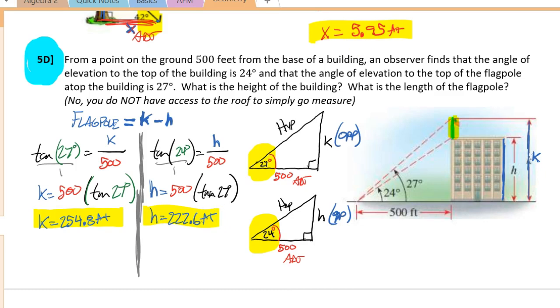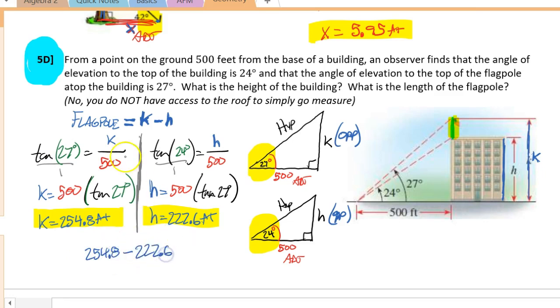Now, I wasn't asking for the two independent values. I actually want to figure out what the value is when I subtract them. So I'm simply going to take the value of K, 254.8, and subtract 222.6. Again, I'm taking the K distance from the ground to the top of the flagpole and subtracting the distance from the ground to the top of the building. And that gives us a value of approximately 32.2 feet tall for the height of my flagpole right there.